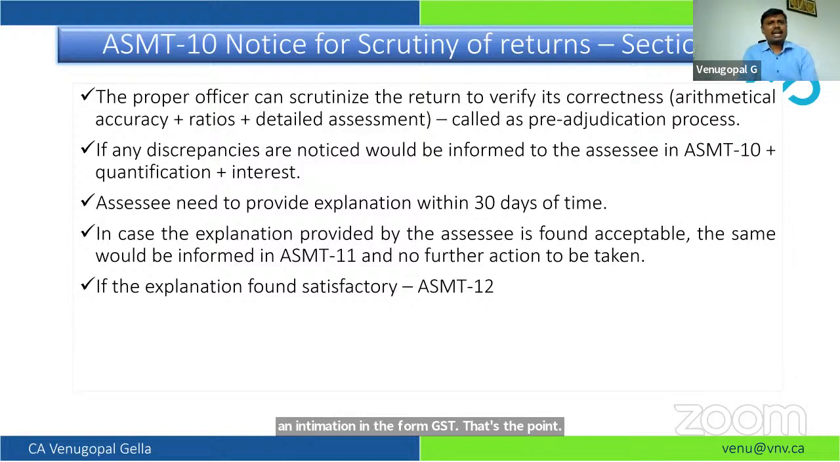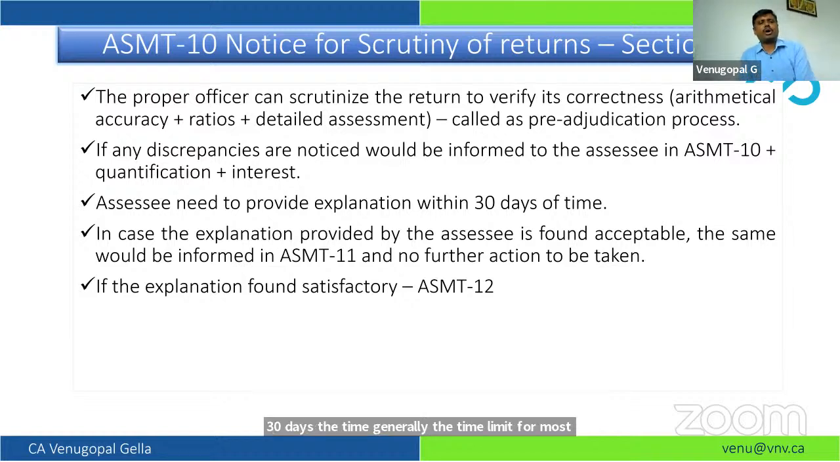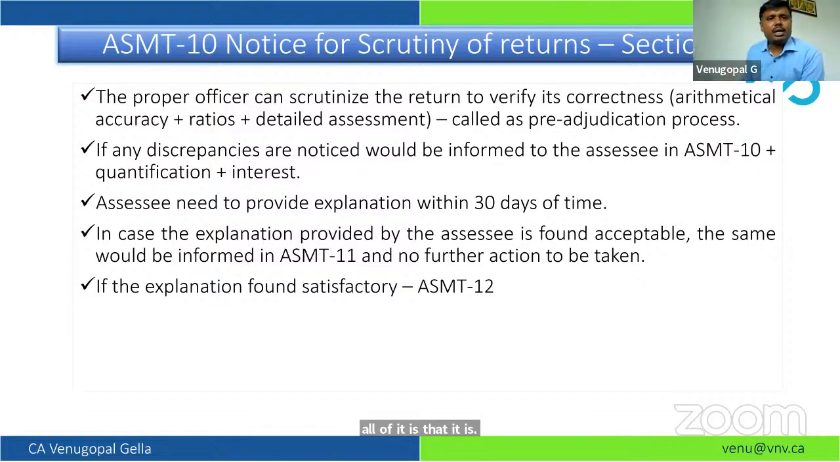Now, what are they going to do? They can scrutinize the arithmetical accuracies. I file my GSTR-1 with some values, e-invoice with some values, e-bill with some values. So they will serve you a notice in ASMT-10, quantifying and asking you to provide an explanation within 30 days. Generally, the time limit for most of it is 30 days. Your response to the department would be in ASMT-11.